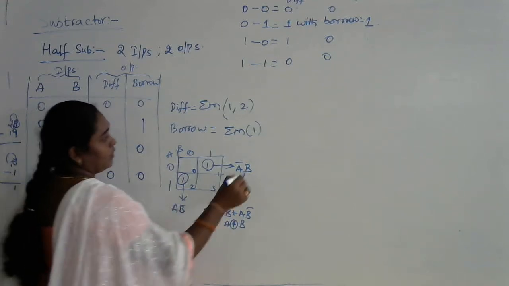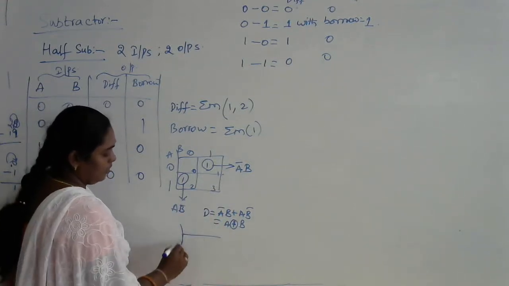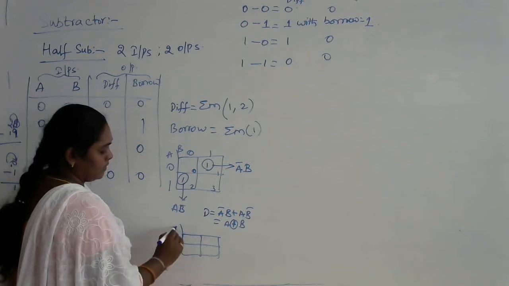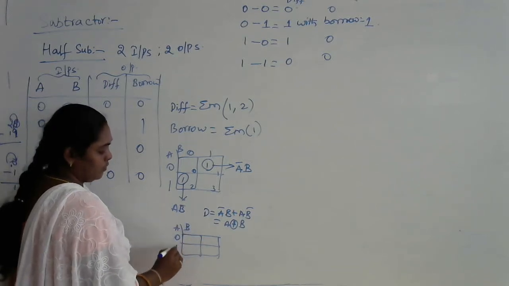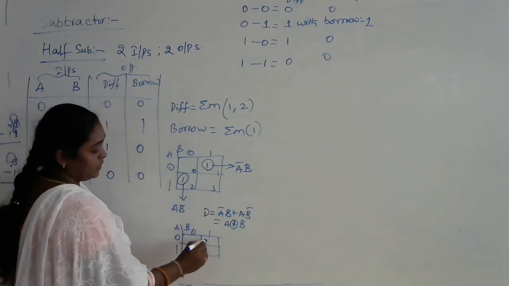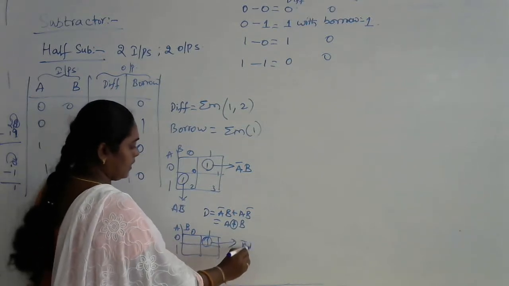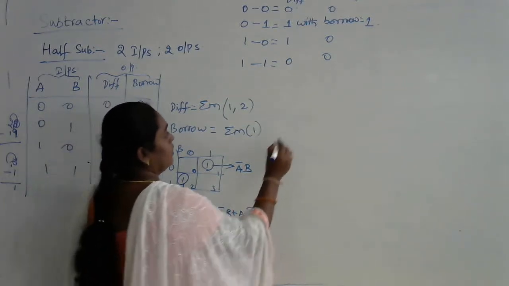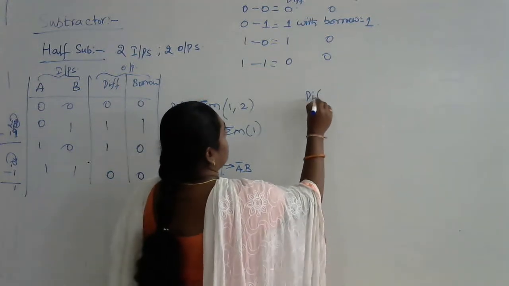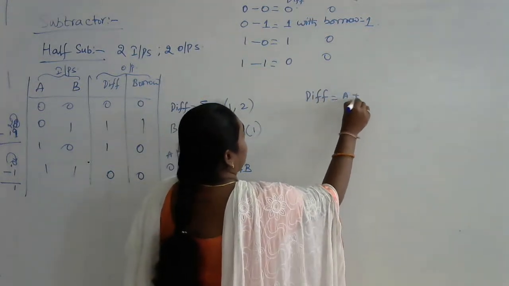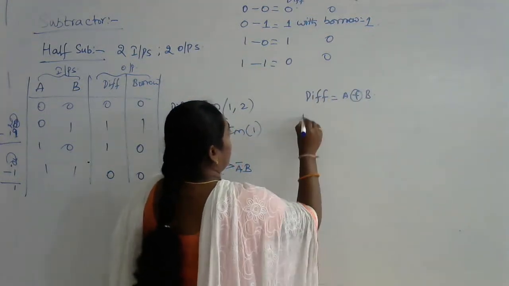Similarly, for borrow, we have only one. This is A, B, 0, 1, 0, 1. The output is 1, and it is isolated. The expression is A bar B. So here, the difference which we got is A XOR B, and borrow is A bar B.